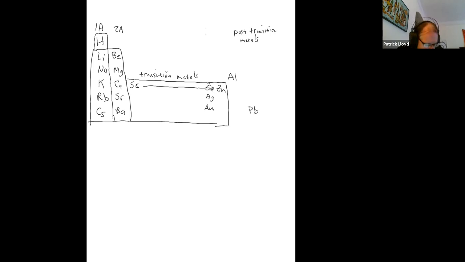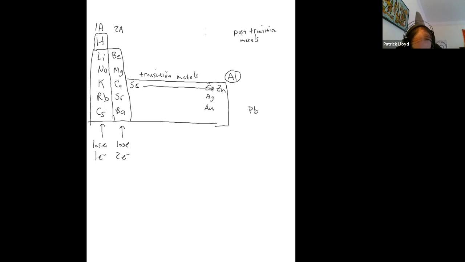There are a couple of patterns. These ones tend to lose 1 electron. These ones here tend to lose 2 electrons. But other than that, there's not a lot of patterns. The transition metals are hard to tell. Sometimes they'll lose 2, sometimes 3, sometimes 1, sometimes 4. There's not that many patterns. There are a few though.